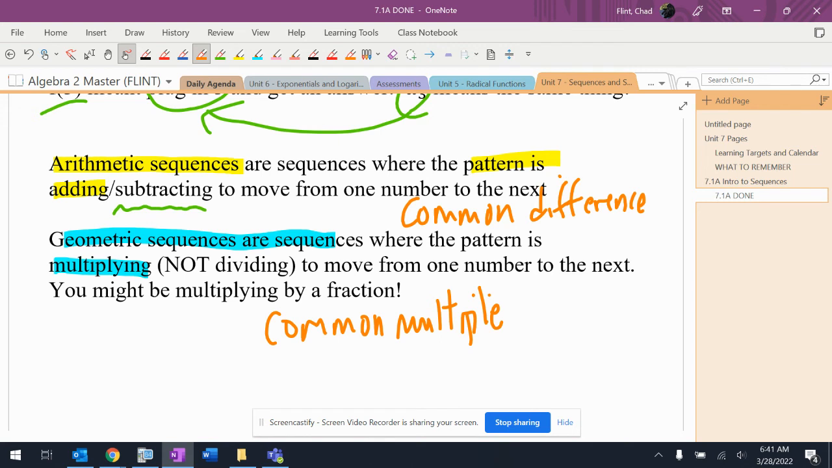So to start with, I just want to go through, identify which one it is, arithmetic or geometric, and identify the pattern that's happening. What's getting added each time, what's getting multiplied each time. Start out there, and then we'll try to do some more complicated things.